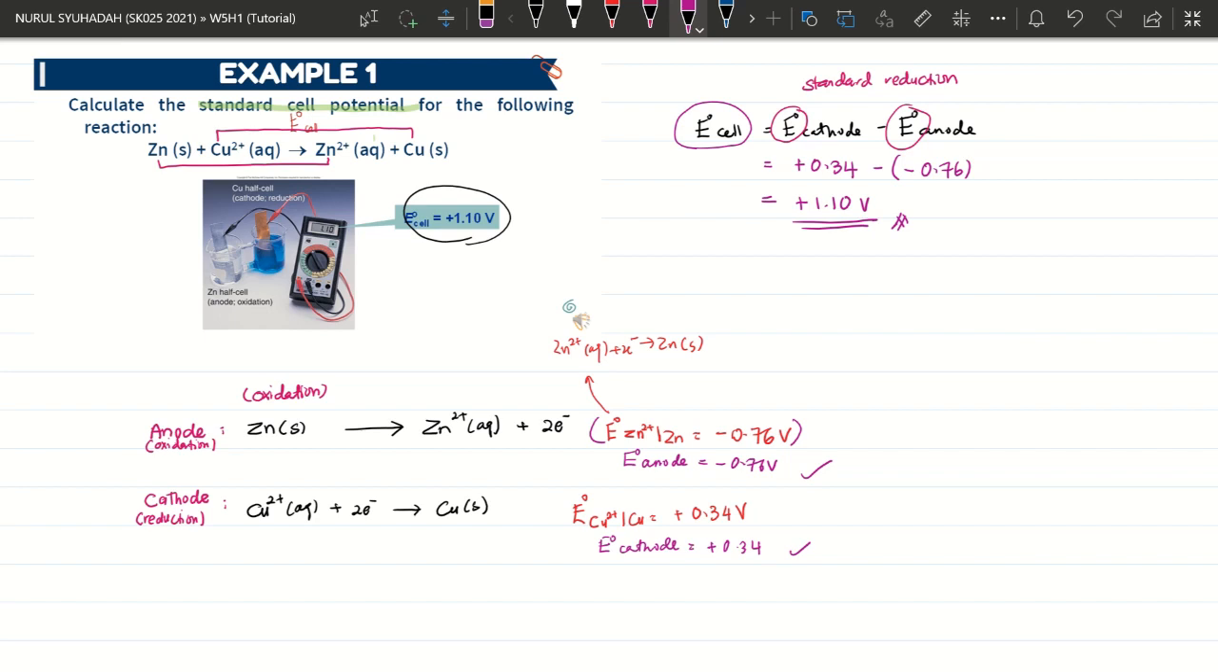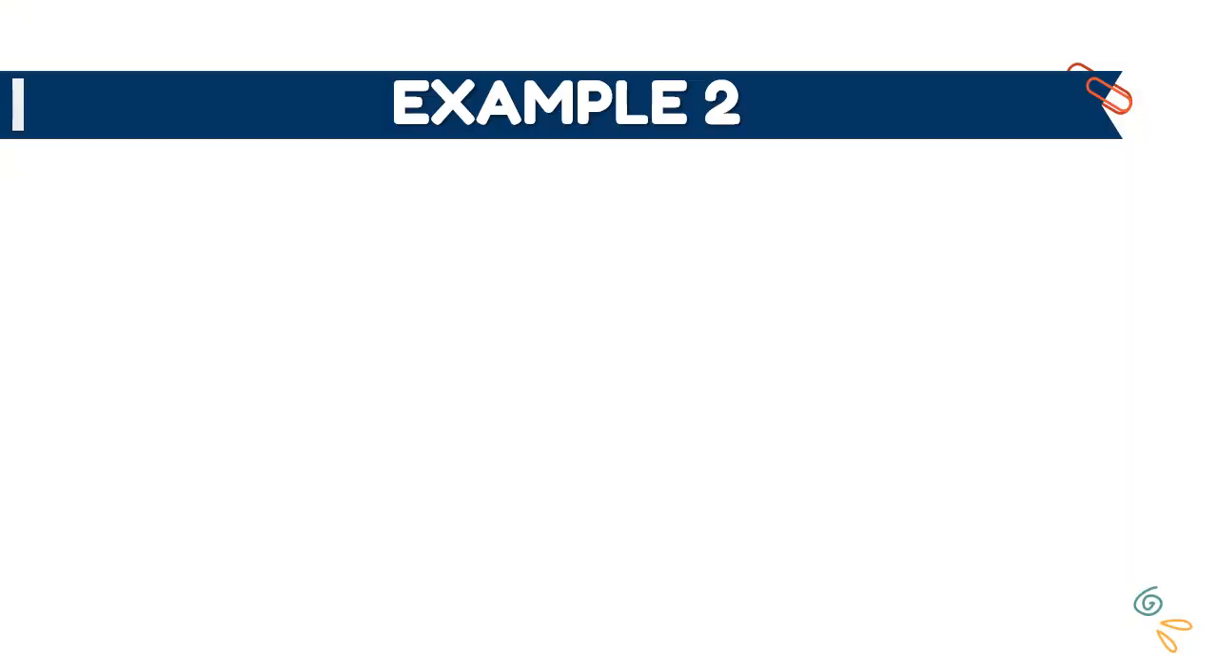The value will be the same as the one that we recorded in the voltmeter. Again, you will get this positive 1.1 value when the concentration inside here is 1 molar, and the concentration inside here is also 1 molar. In other words, it must be at standard condition. So this is the first example. Now let's move on to the second example. This is example 2.